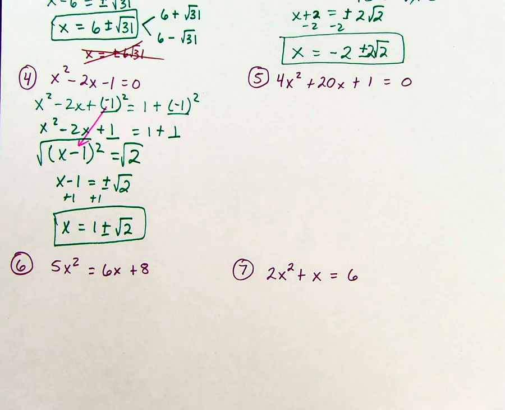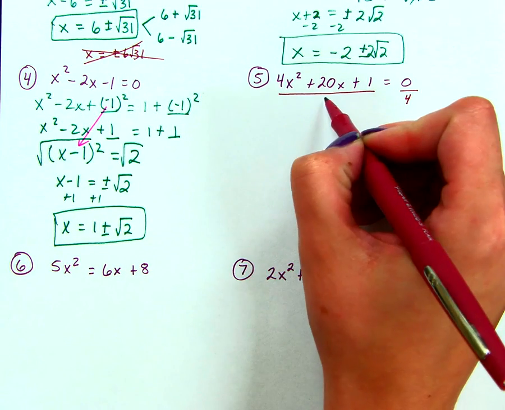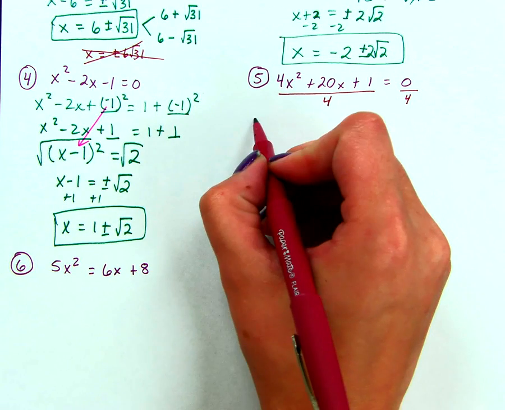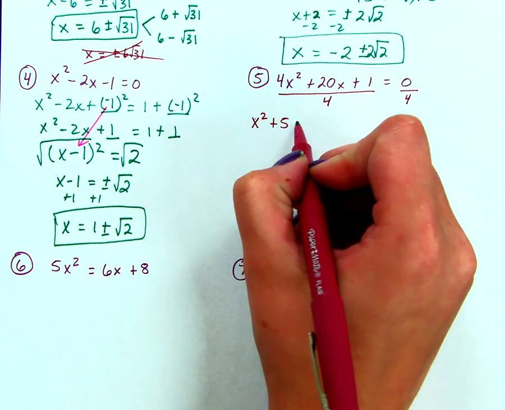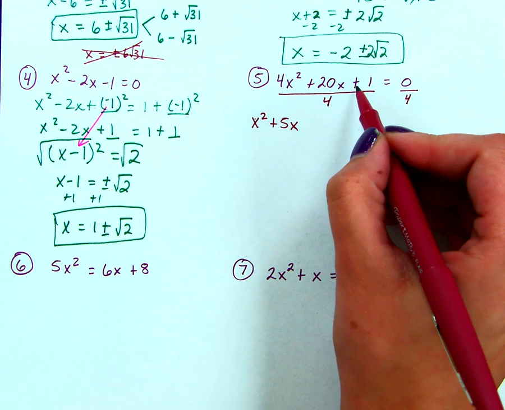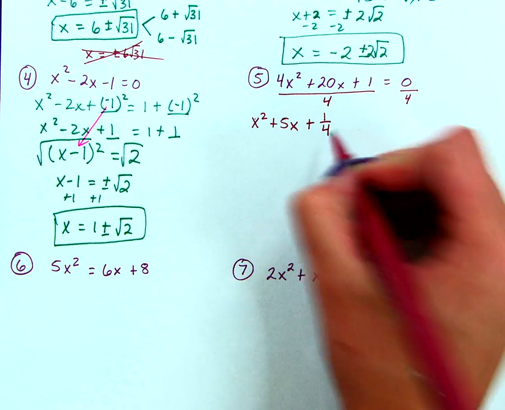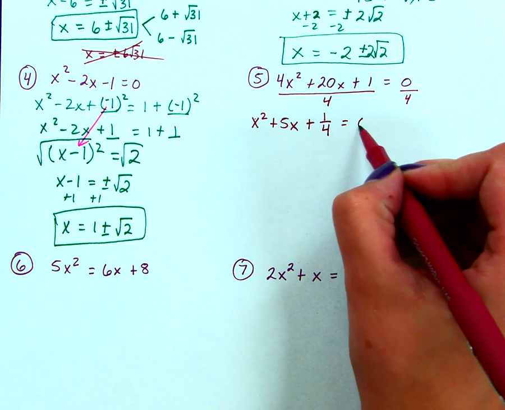So for number 5, since we have a 4 in front of our square term, the very first thing I'm going to do, since we are solving by completing the square, is divide everything on both sides of my equal sign by 4. So those are going to cancel, and we would have x squared. 20 divided by 4 is 5, so 5x. And then 1 divided by 4 is a fraction, and we're going to leave it as a fraction, so it's going to become 1/4. And then 0 divided by 4 is still 0.